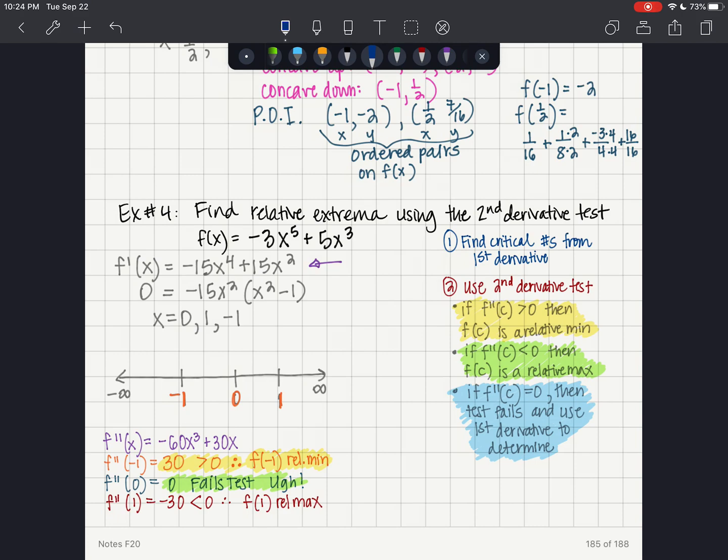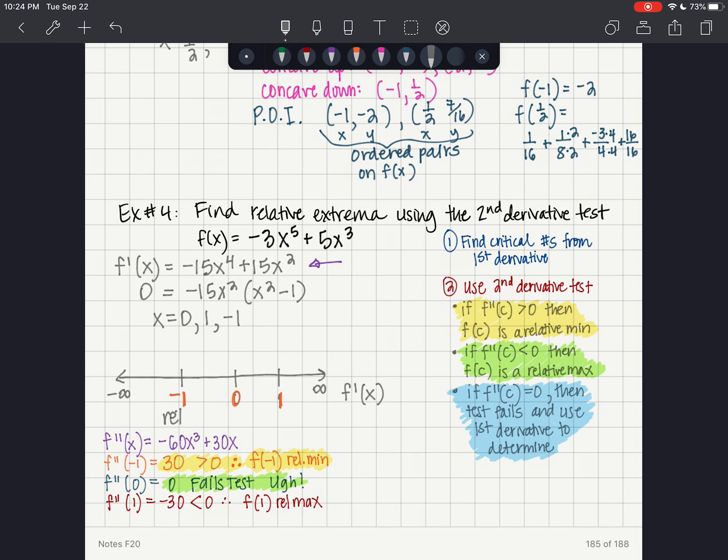Okay, back to math. So what does this mean? This means that I have to use the first derivative test. So now I have to go back to my first derivative here and see what's happening. I need to see what's happening before 0 and what's happening after 0.